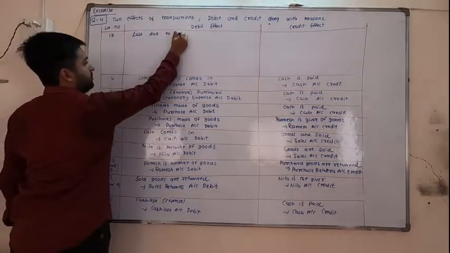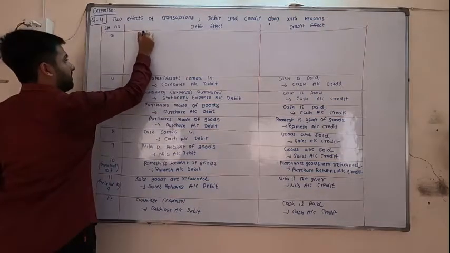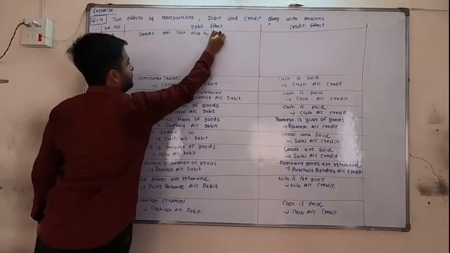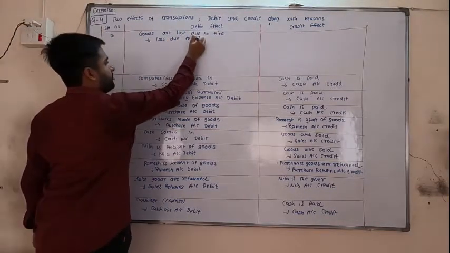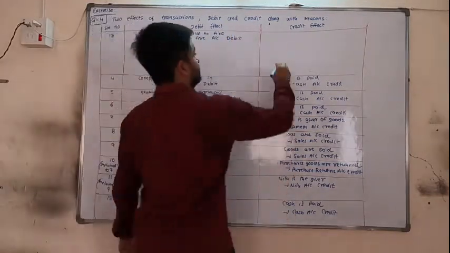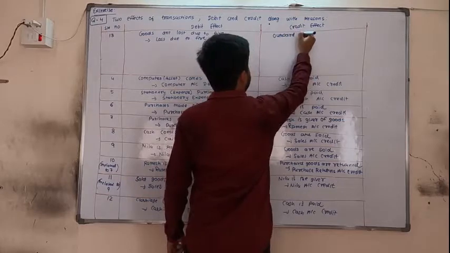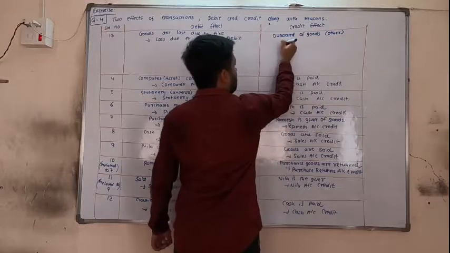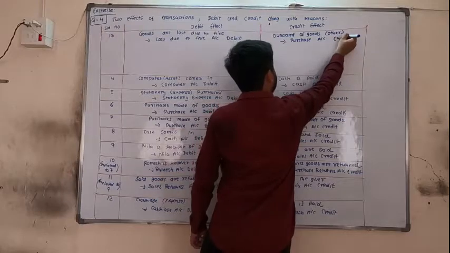Loss due to. Okay, I should write the reason first. Goods are lost due to fire. So loss due to fire account debit. And here we will write a simple reason for every transaction. Outward of goods and in bracket other. So when the goods are outward for other reasons, always purchase account is credited.